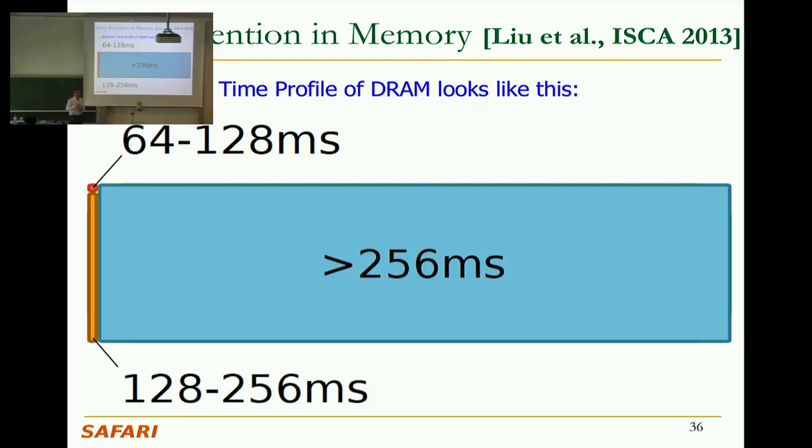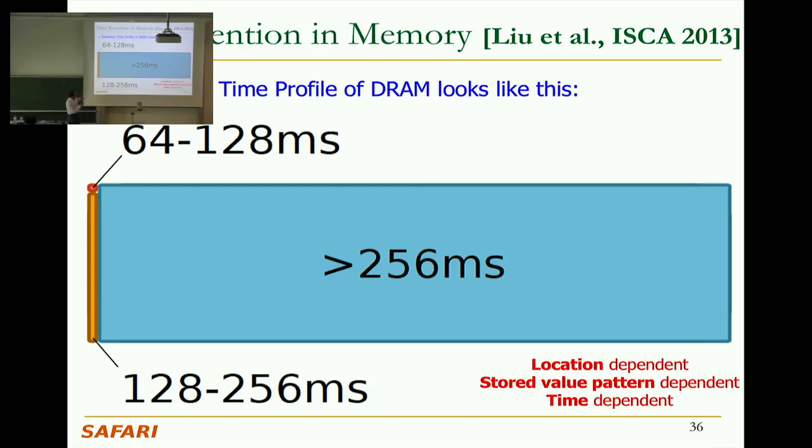Now, it's not that easy. That's why you need an intelligent controller, because retention time is location independent. It's dependent on the values that are stored in the cell and the cells around it. It's somewhat similar to human memory, maybe. It's also dependent on time. There are quantum-like effects happening in DRAM. If you look at DRAM at one point, the cell may retain data for hundreds of seconds. But if you look at it 100 seconds later, for example, that cell may retain data for only 8 milliseconds.